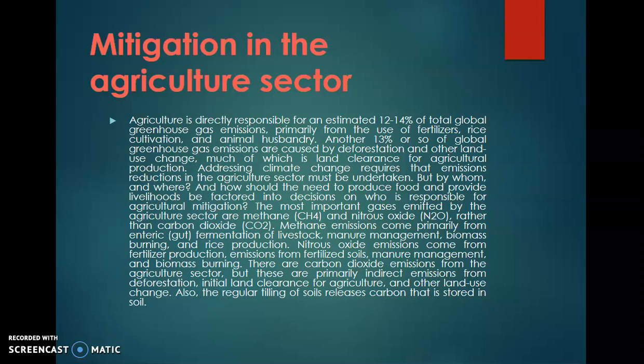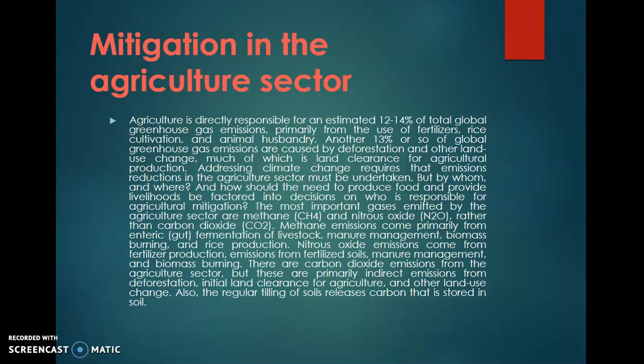Another 30% or so of global greenhouse gas emissions are caused by deforestation and other land use change, much of which is land clearance for agricultural production. Addressing climate change requires that emissions reductions in the agriculture sector must be undertaken, but by whom and where? And how should the need to produce food and provide agriculture mitigation be balanced?